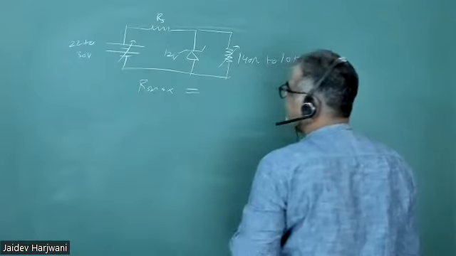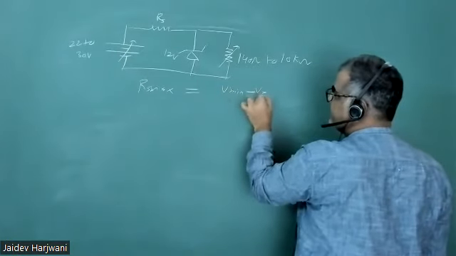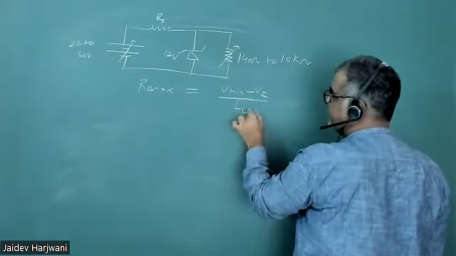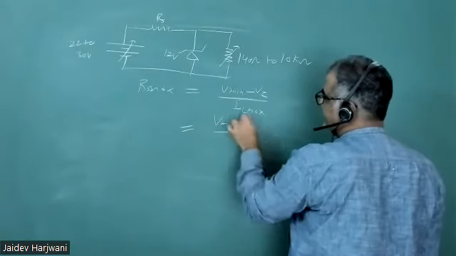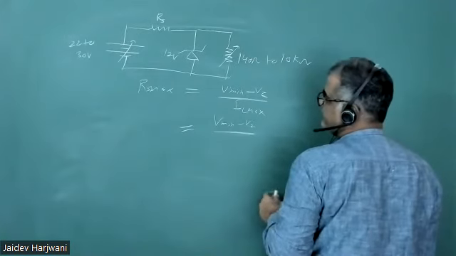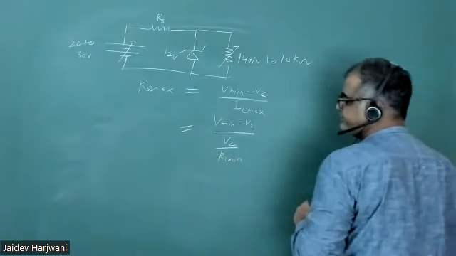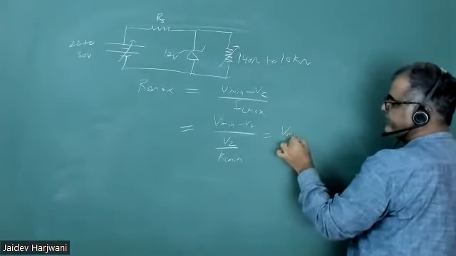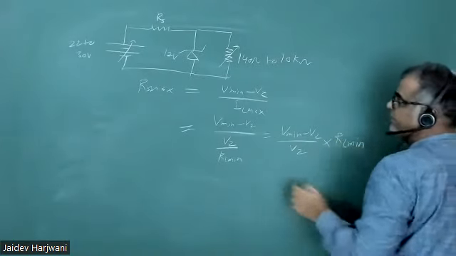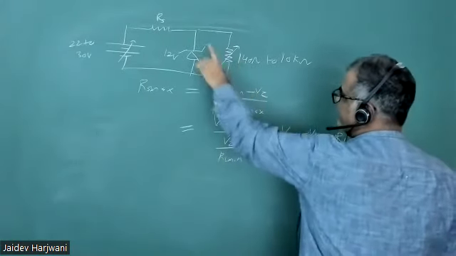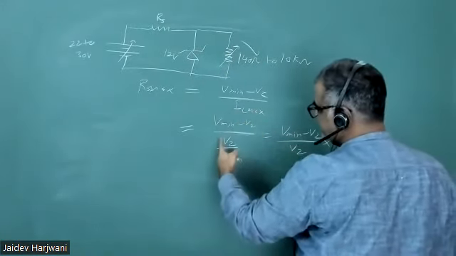So RS max formula, IZ minimum is not given. That will be simply V minimum minus VZ upon IL max, because IZ minimum is not given. And IL max will be what? VZ upon RL minimum. Yes or no? Yes, sir. So RS max is V minimum minus VZ upon VZ by RL minimum. If you want IL max, the voltage is fixed, so current will be max only when the resistance is minimum. So the formula for IL max is VZ upon RL minimum.